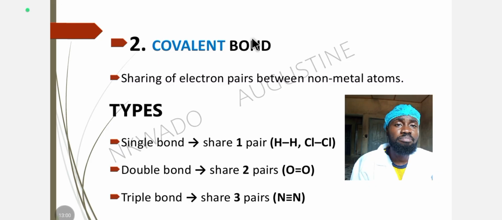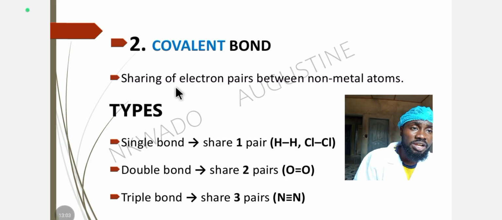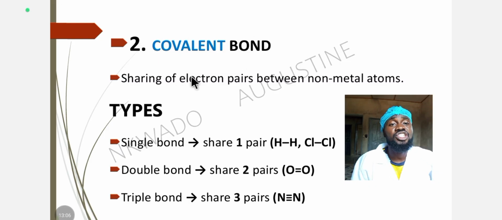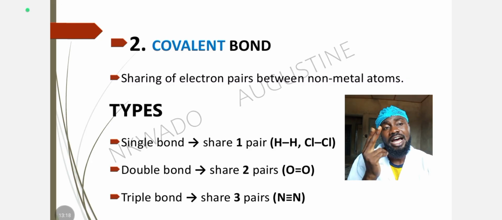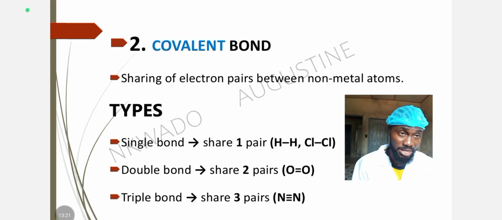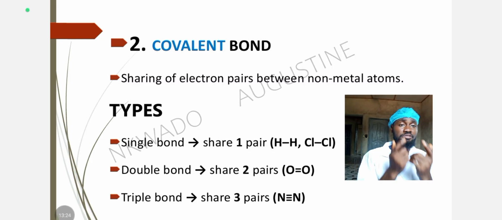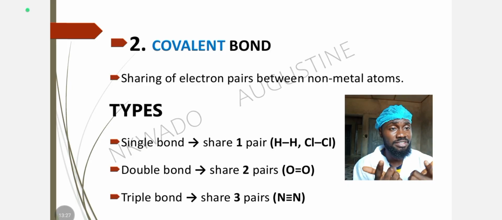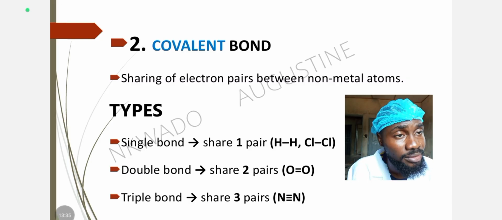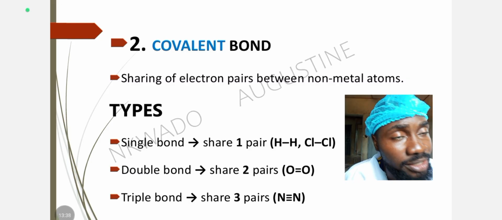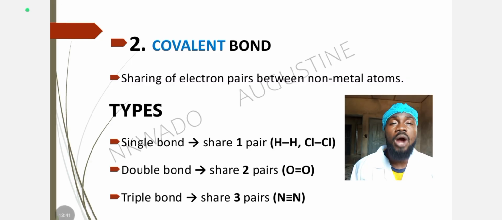Number two, covalent bond. Take note of the color coding. What is a covalent bond? It's a bond that involves the sharing of electron pairs between non-metal atoms. Unlike an ionic bond involving positive and negative, where there must be opposite ions, this one is between two of the same kind, and the electrons are shared, unlike the ionic bond where one will donate and one will receive.